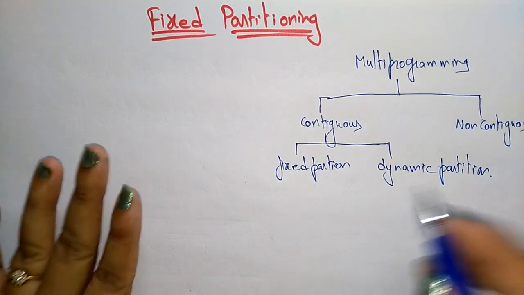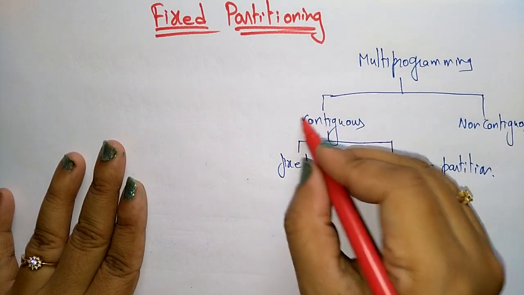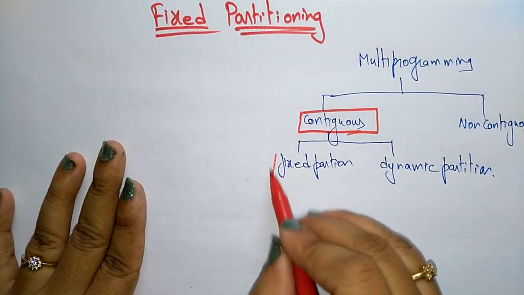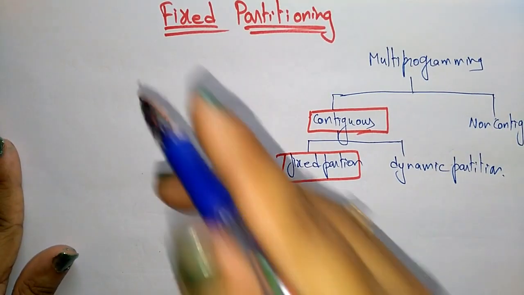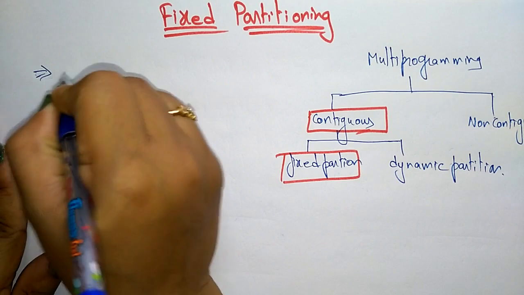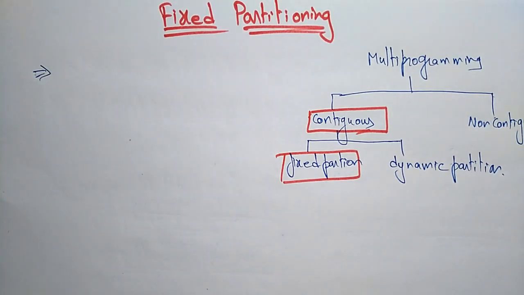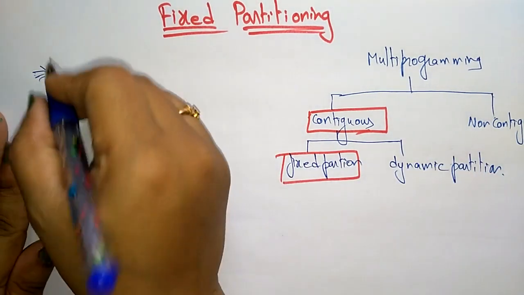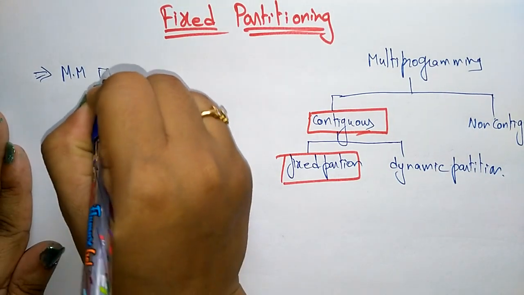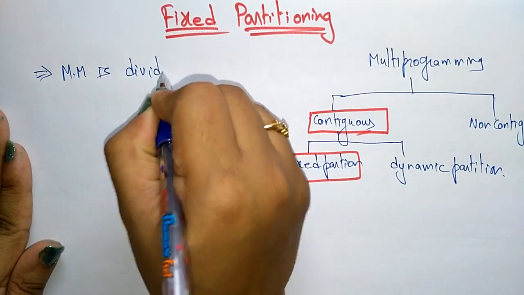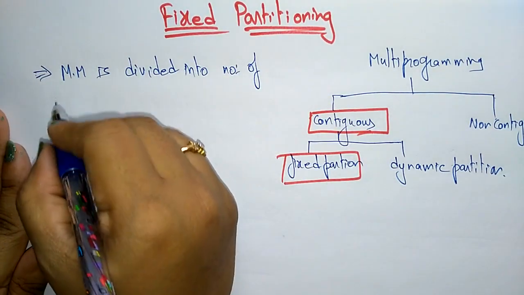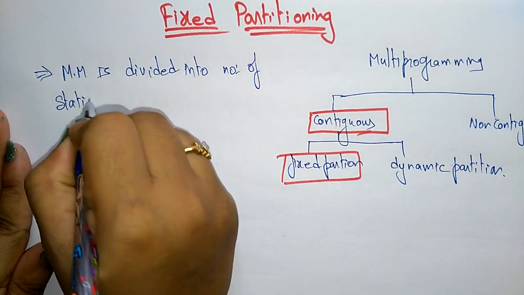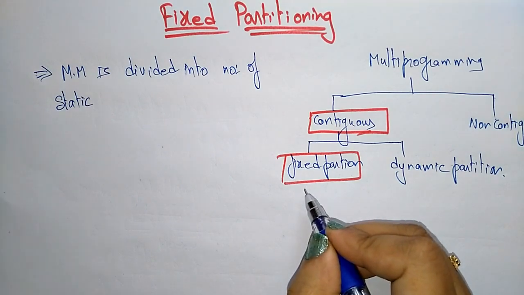Now we will discuss this contiguous memory location, and in that we will discuss the fixed partition. So what is fixed partitioning? Whatever partitioning we are doing using the memory management techniques will be done in the main memory. The main memory is divided into a number of static partitions. The fixed partition is also called a static partition.